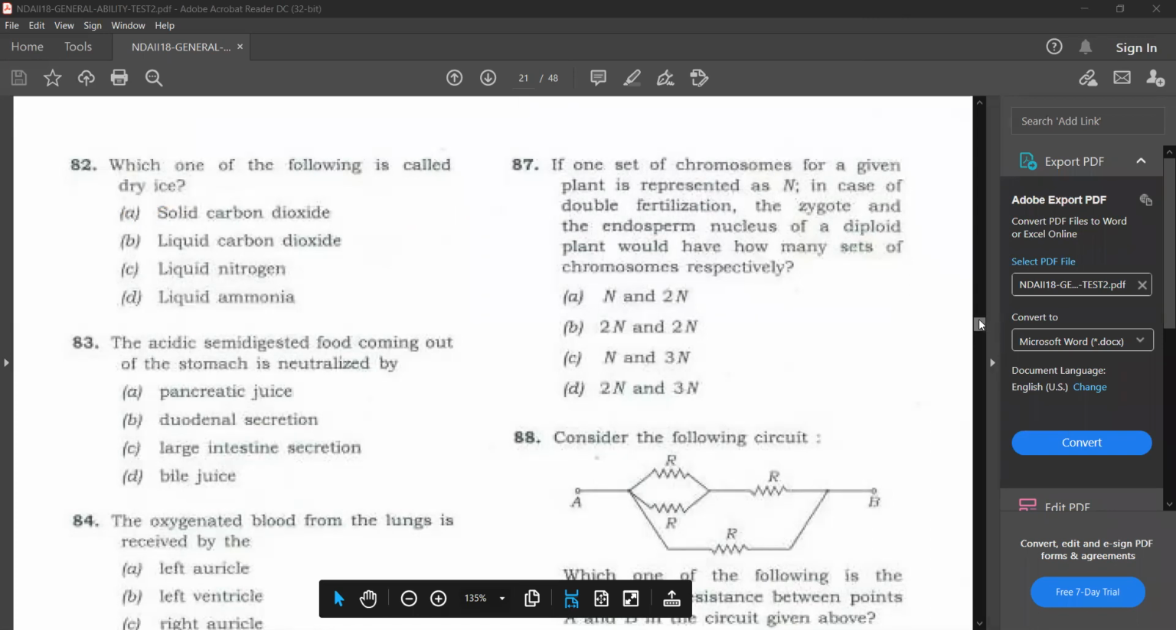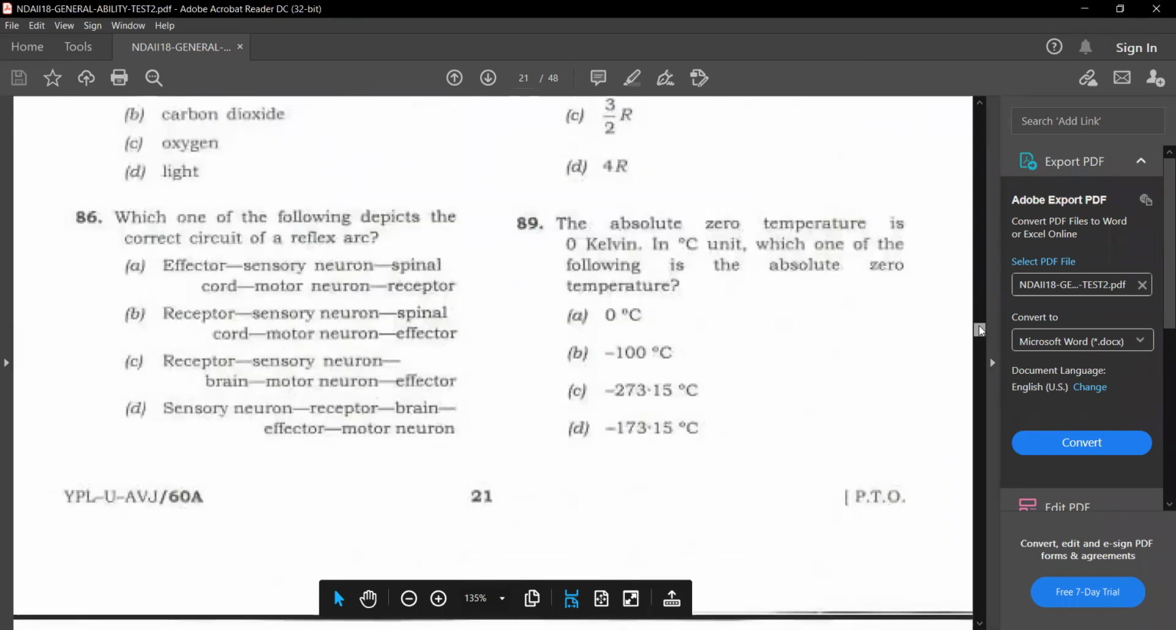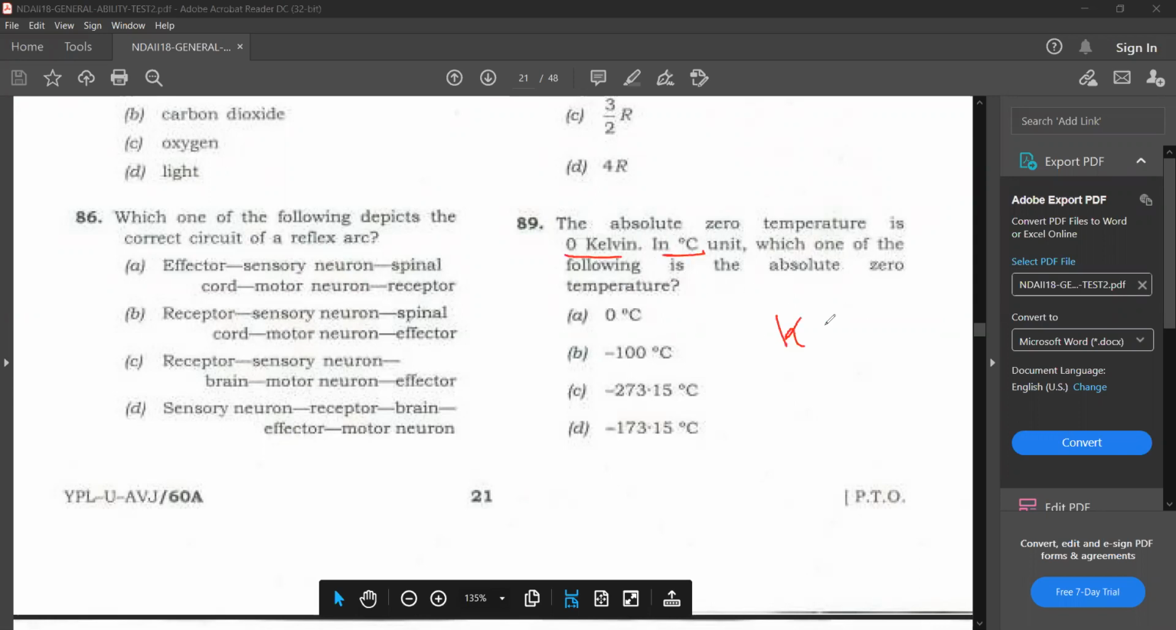Next question. Absolute zero temperature is 0 Kelvin. In degrees Celsius, which one of the following is the absolute zero temperature? So 0 Kelvin corresponds to which degree Celsius? That is the question. What is the relation between Kelvin and Celsius? Kelvin is degree Celsius plus 273.15, isn't it?